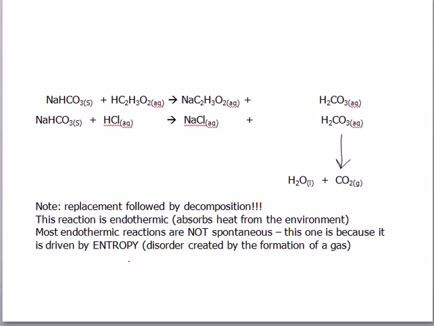Again, here are our two reactions. Most endothermic reactions are not spontaneous reactions, but you'll notice when you put baking soda and vinegar together, it reacts immediately. This reaction is driven by entropy, which is what we call disorder. It's a fancy name for disorder.